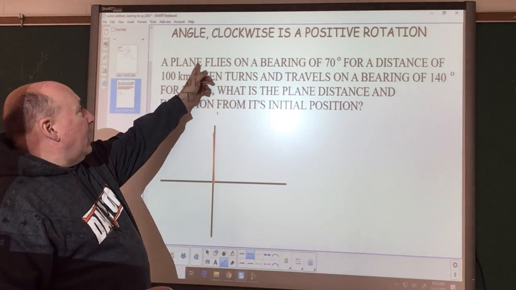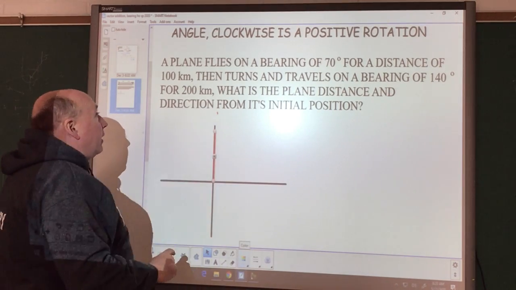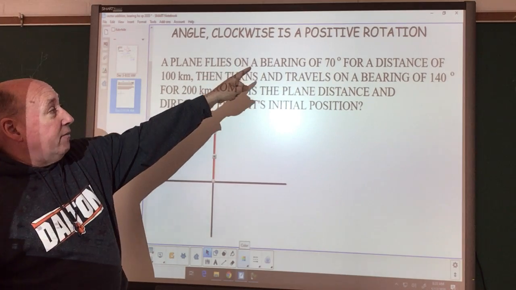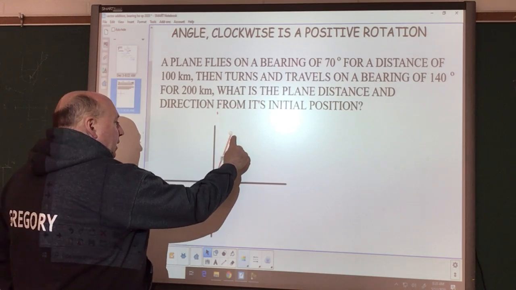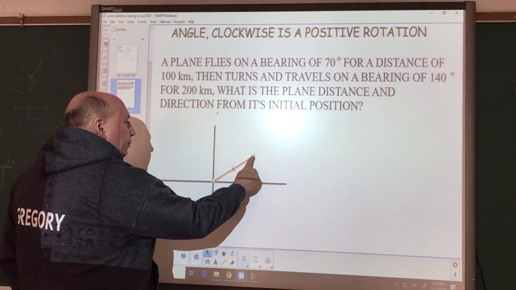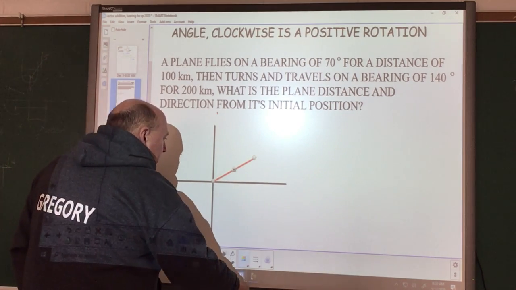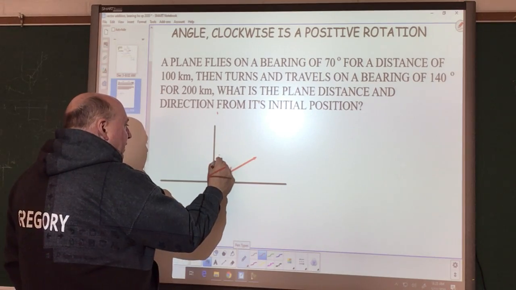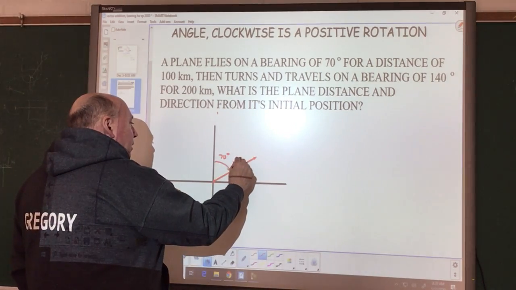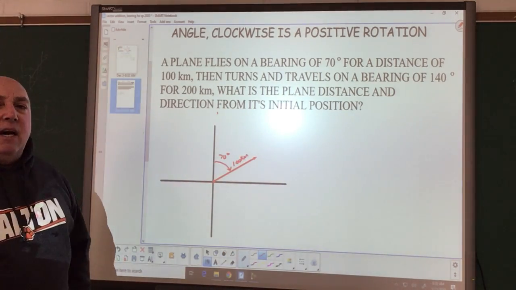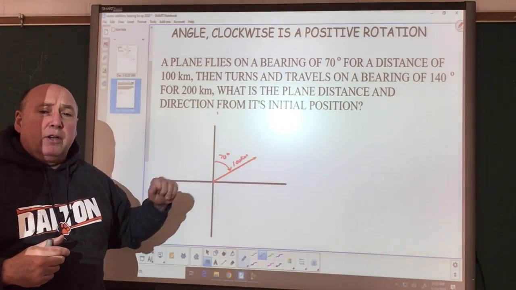The first direction they tell us is we are going to be going on a bearing of 70 degrees for a distance of 100 kilometers. So I'm going to rotate this 70 degrees. This is a rotation of 70 degrees, and we're going to travel 100 kilometers. So that's one side of our triangle that we're going to formulate. So I'm rotating 70 degrees and I go 100 kilometers.